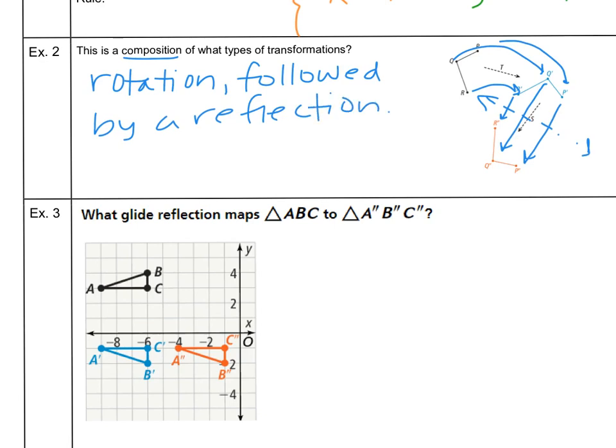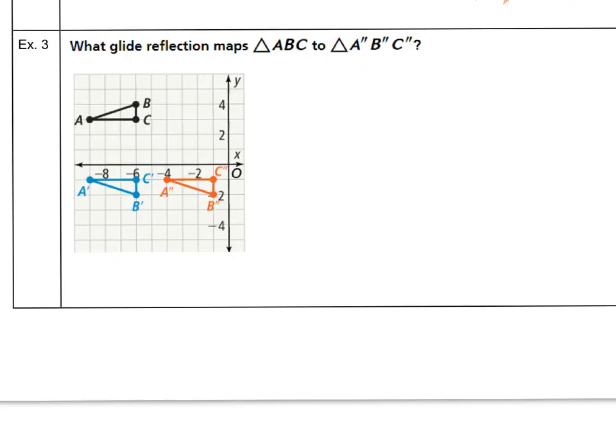Now, sometimes we'll be asked to create the transformation, and then sometimes we're asked to create the rule that makes it happen. Let's try that with example 3. Now we're specifically asked to create a glide reflection rule that maps ABC to ABC double prime. So we're starting with that black triangle at the top, and we're ending with that orangey or reddish one down here at the bottom. So from ABC to ABC double prime.